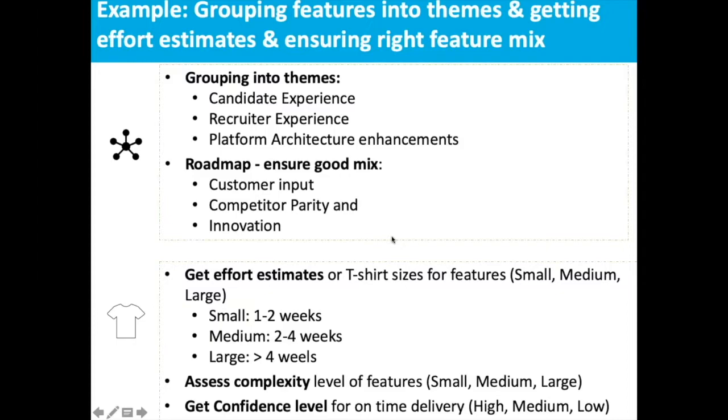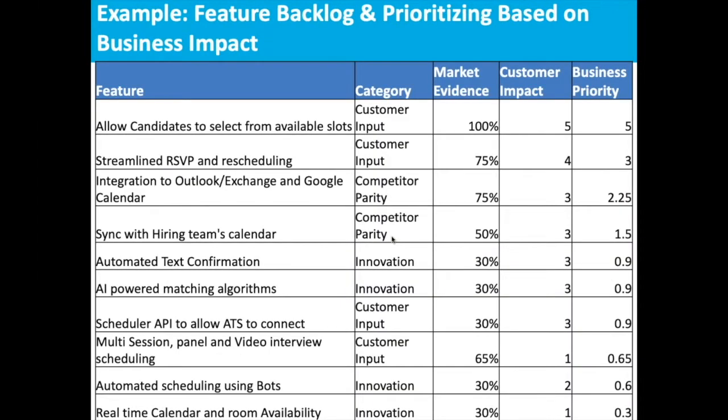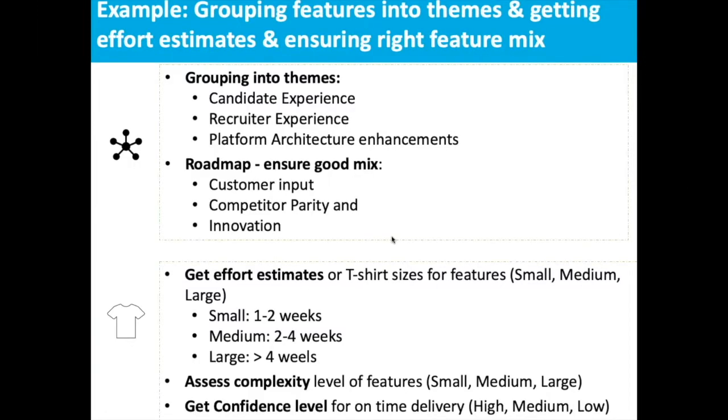So moving on, it's not just enough for you to actually prioritize the backlog based on market evidence and customer impact. The next step is you want to group these features into themes, and also work with your engineering team to actually start to get effort estimates for each of these features. So grouping into themes, in this particular example, we have grouped these requirements into three themes. One is the candidate experience, the second is the recruiter experience, and then the third is platform architecture enhancements.